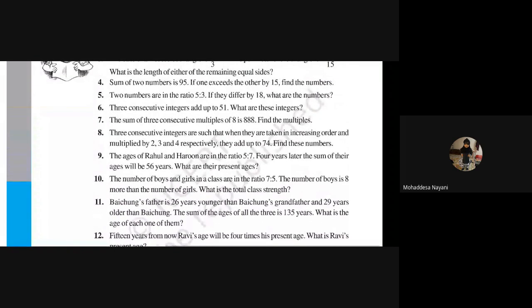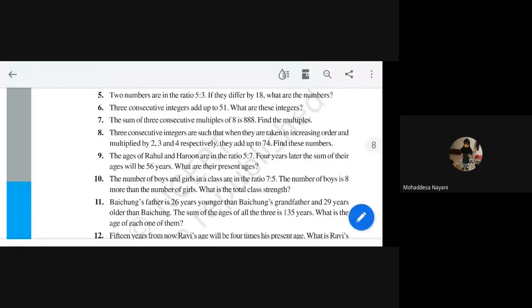Okay, now you can see we are dividing this statement into three parts. First part: the ages of Rahul and Harun are in a ratio 5:7. Then second part: 4 years later. And the sum of their ages will be 56 years is the third part. Clear all of you?